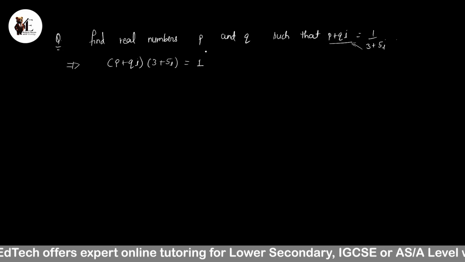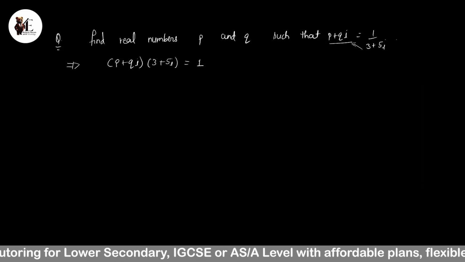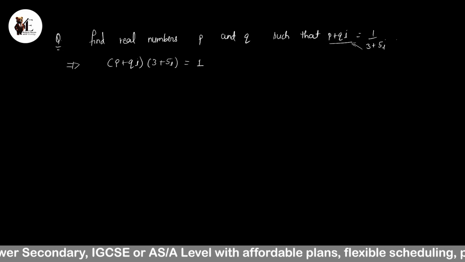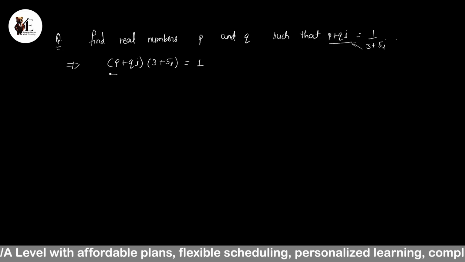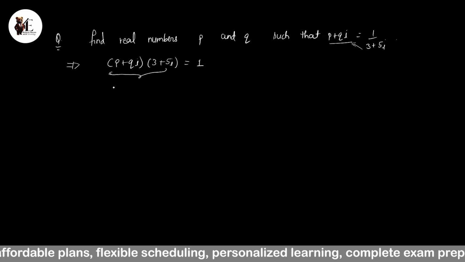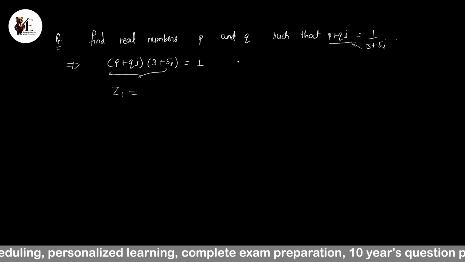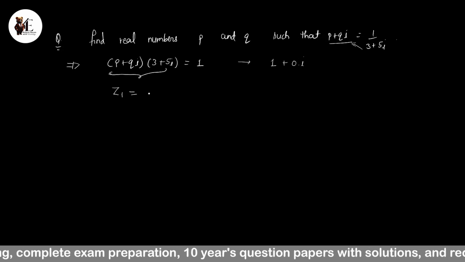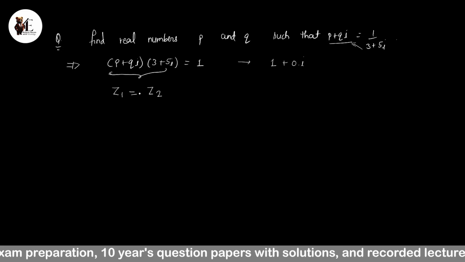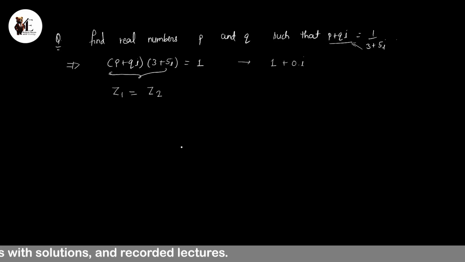In the next step, you have to multiply these two complex numbers and write the result in the simplest form, and then you have to compare because there is an equality sign between them. After multiplying these two, you will get a complex number, let's say Z1. And this is also a complex number because we can write it as 1 plus 0 into i. So Z1 is equal to Z2. Then you have to compare the real and the imaginary parts, so you will get the value of P and Q.